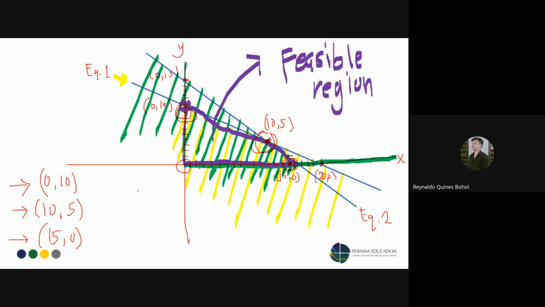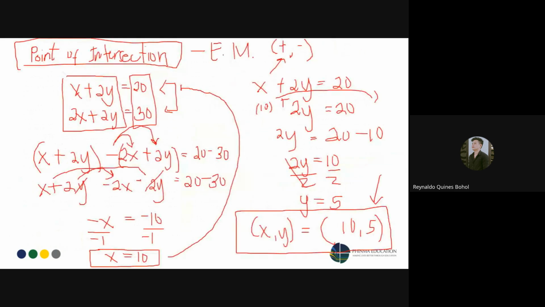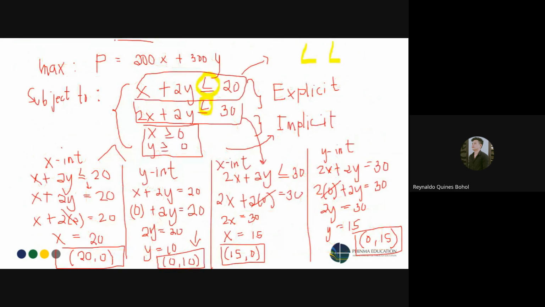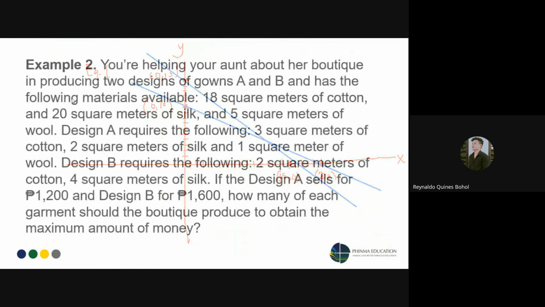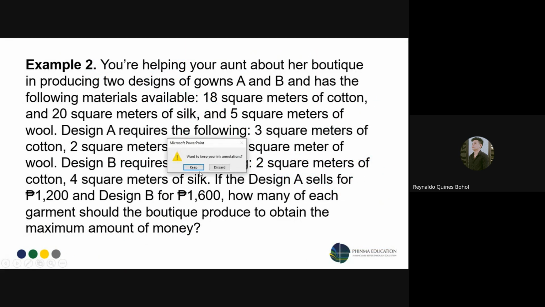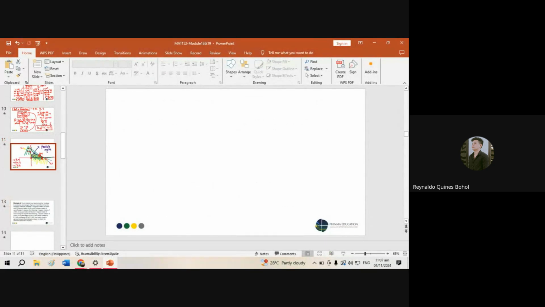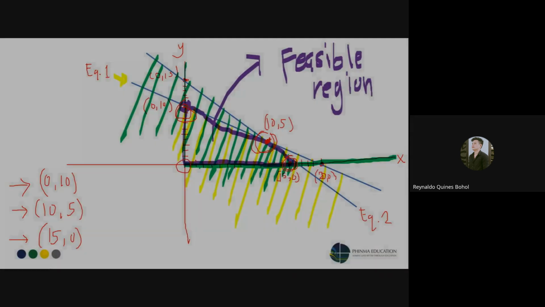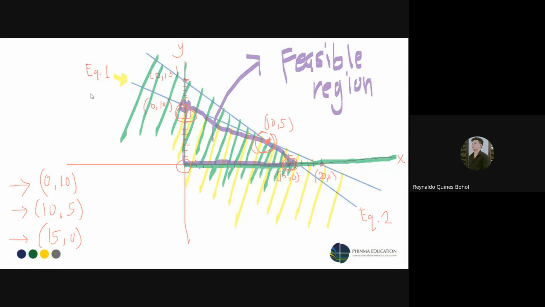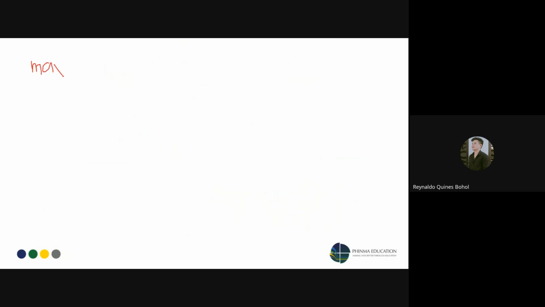Kunin natin ngayon yung pinaka-equation natin, which is the maximize. So, 200x, lagay natin dito. Ay, kulangan ng space. Lagay ko yung isang space dito. Okay. So, ilagay natin yung maximize. Prove na natin siya. So, P is equal to 200x plus 300y.